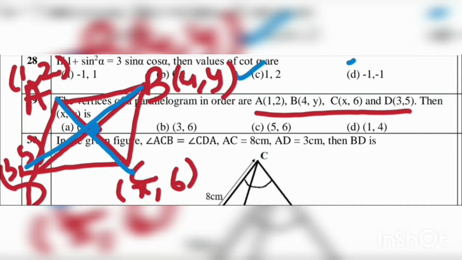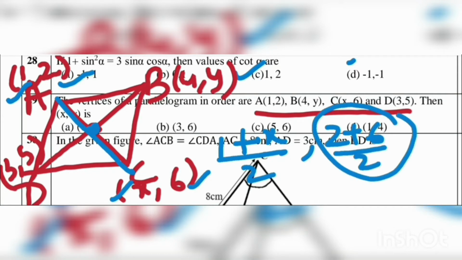So first we will find coordinates of this midpoint from A and C coordinates. The coordinates of the midpoint will be, we know (x1 plus x2) upon 2, that will be (1 plus x) upon 2, comma (2 plus 6) upon 2. On simplifying this we will get 8 upon 2, that is 4. So we can write it as (1 plus x) by 2. This cannot be simplified further, let it be this only, and this coordinate will be 4.